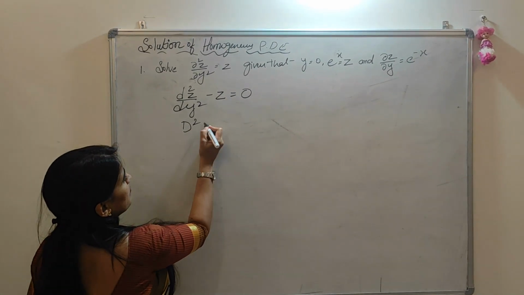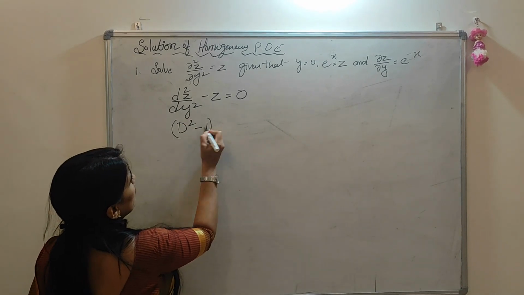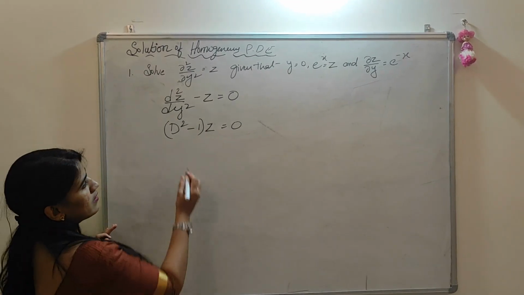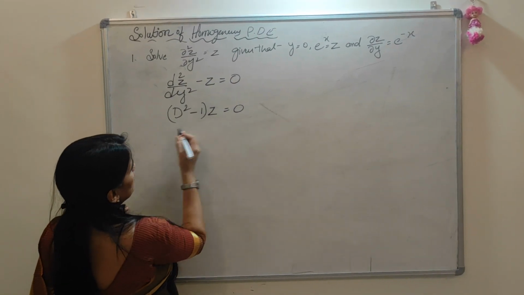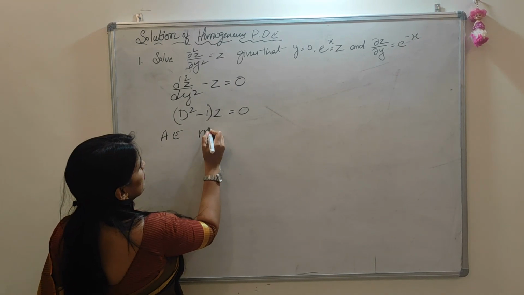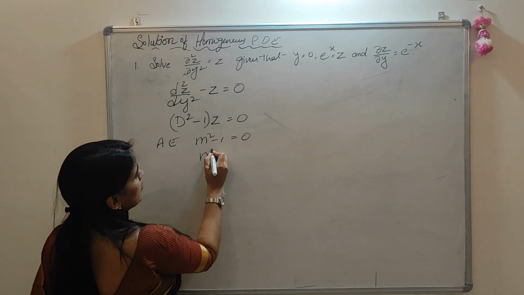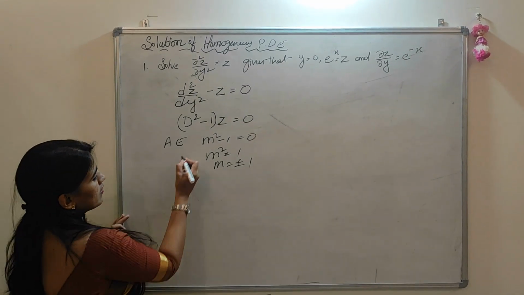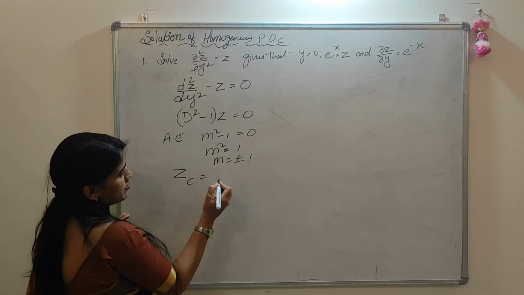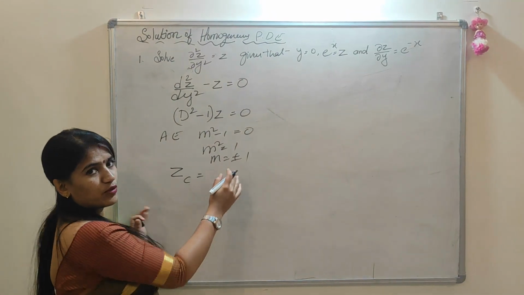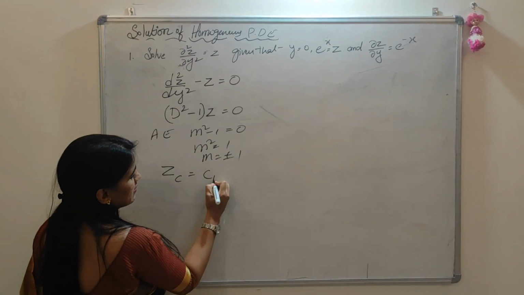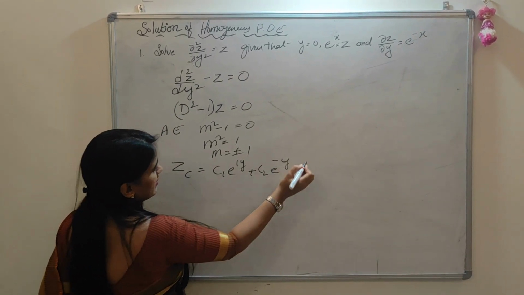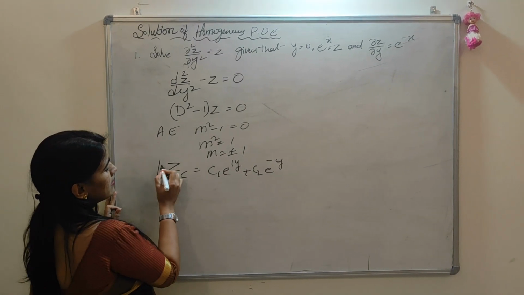Now it has reduced to the homogeneous ordinary differential equation form. So this is of the form (D² − 1)z = 0, where z depends on y. So the auxiliary equation is m² − 1 = 0. m² is equal to plus 1, m is equal to plus or minus 1. So here is the complementary function. We have two roots, both real and distinct. So z_c = c1 e^y + c2 e^(−y).